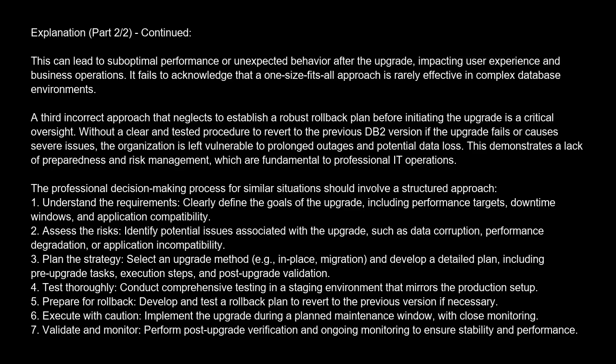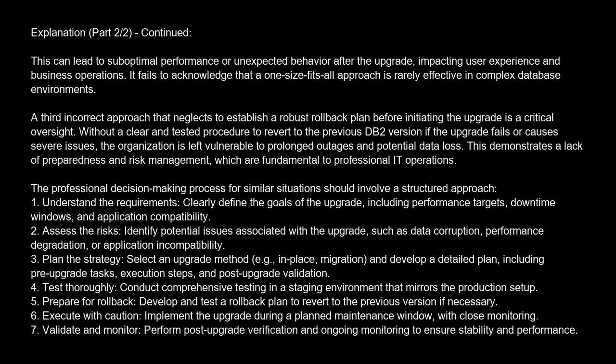This demonstrates a lack of preparedness and risk management, which are fundamental to professional IT operations. The professional decision-making process for similar situations should involve a structured approach. 1. Understand the requirements. Clearly define the goals of the upgrade, including performance targets, downtime windows, and application compatibility. 2. Assess the risks. Identify potential issues associated with the upgrade, such as data corruption, performance degradation, or application incompatibility.